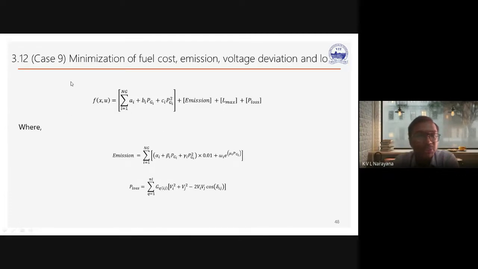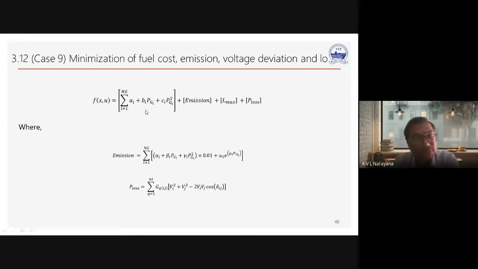This is a complex problem because it is a multi-objective problem; there are four objectives to be fulfilled. Out of these four, we are going to take only one. The objective of the problem we are going to discuss is minimization of the fuel cost. I have shown how to formulate the fitness function of the fuel cost alone.